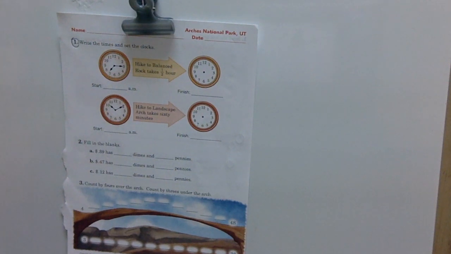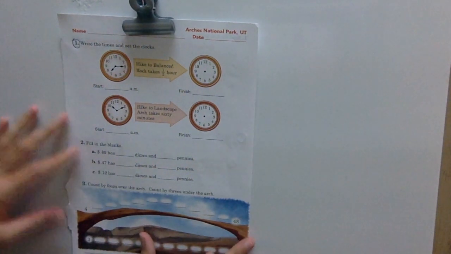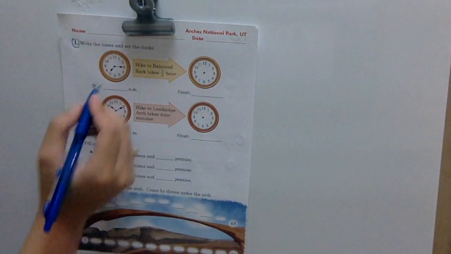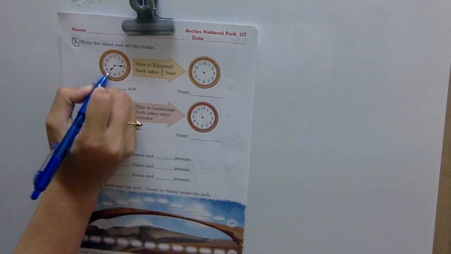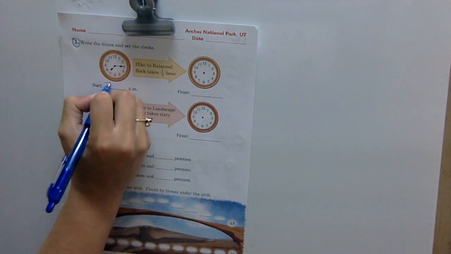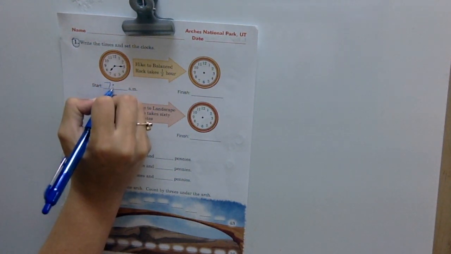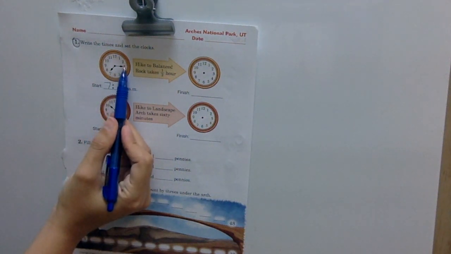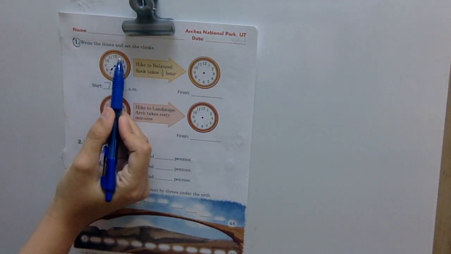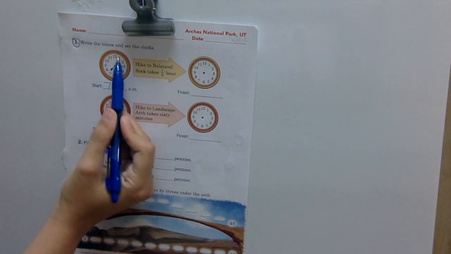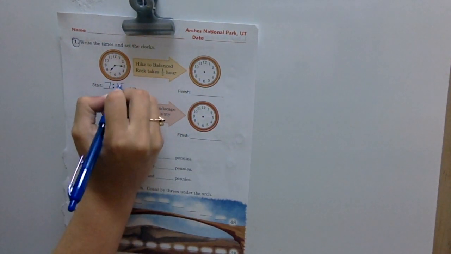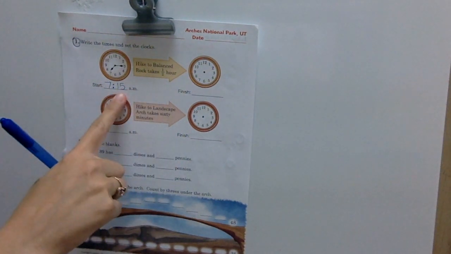So first, let's figure out, boys and girls, what our start time is. What time did we start going on our hike? Well, my hour hand is between the 7 and the 8, so it's 7 something. We'll put my colon there, okay? And then my minute hand is pointed to the 3. I start counting at my 1, counting by 5s. 5, 10, 15. So we're starting at 7:15 a.m.